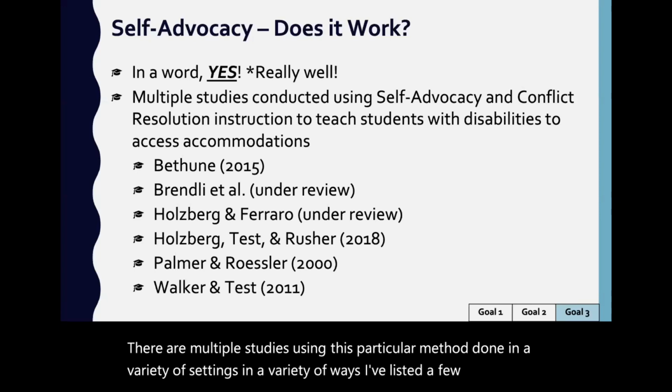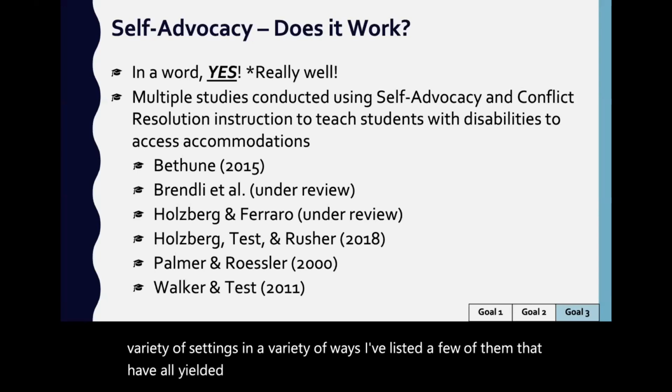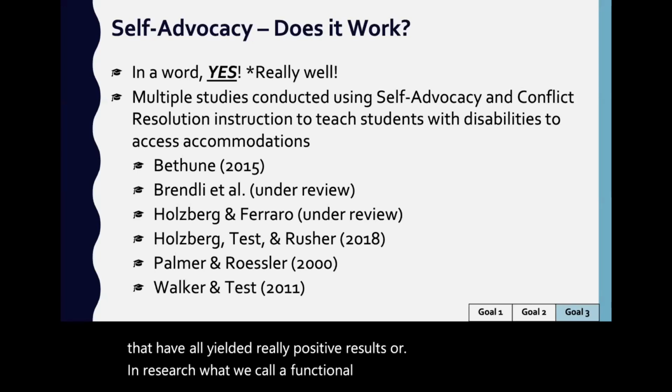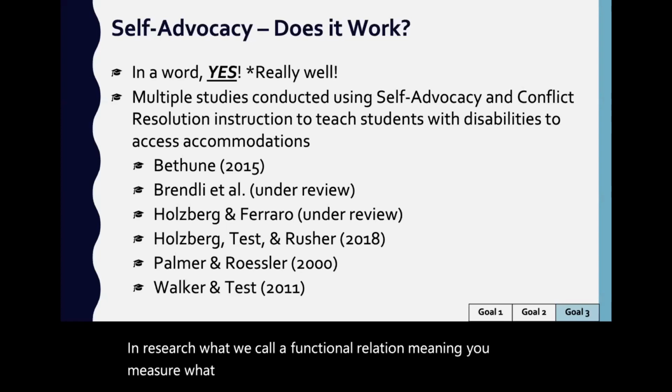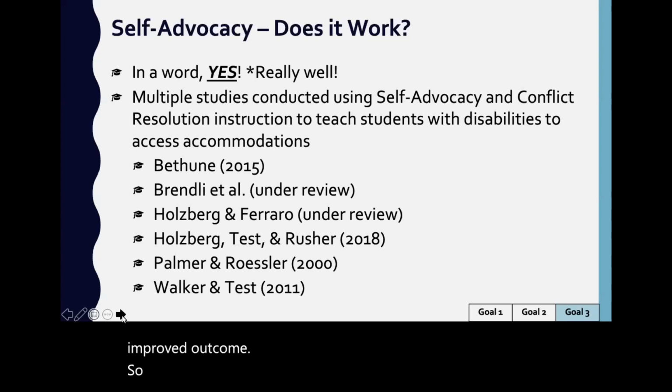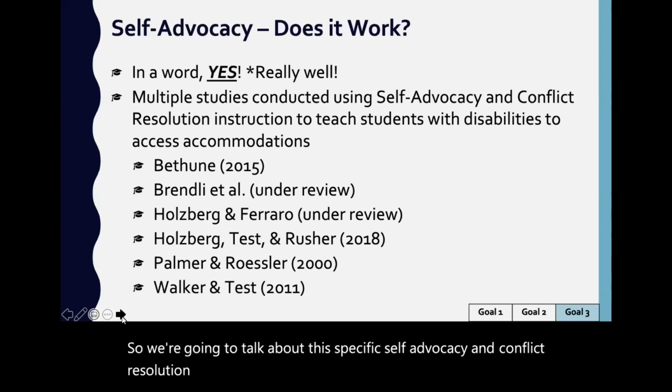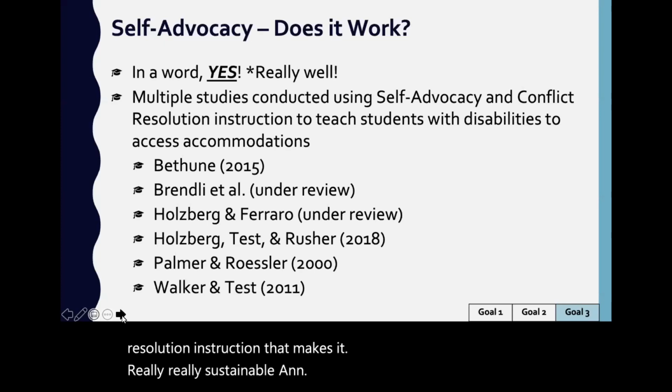That have all yielded really positive results, or in research, what we call a functional relation, meaning you measure what your intervention does, and you see if it's related to an improved outcome. So we're going to talk about this specific self-advocacy and conflict resolution instruction that makes it really sustainable, and it's a really good way to do it.